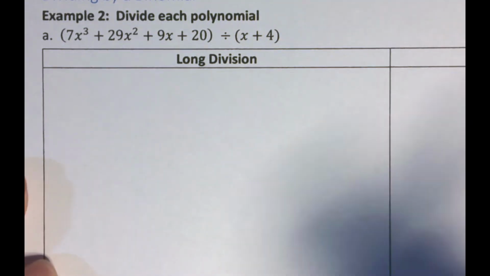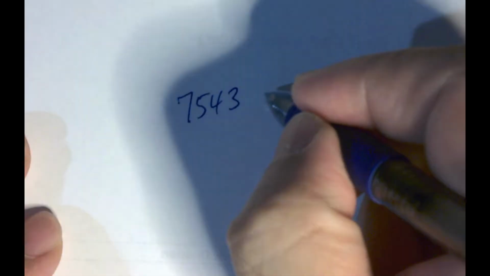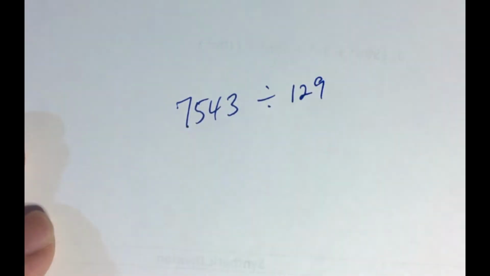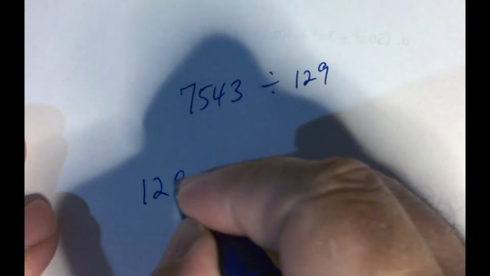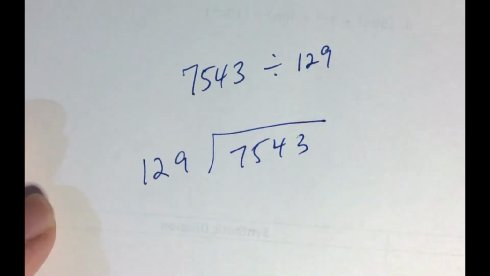So if you recall, when you had to do long division, let's say you had to do 7,543 divided by 129, something like that. The long division looks like this, 129 into 7543, right? That's what we're going to do. So it's something similar to that.